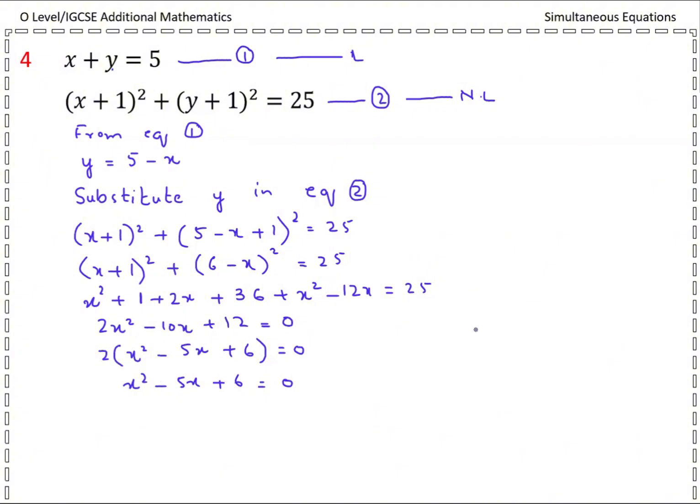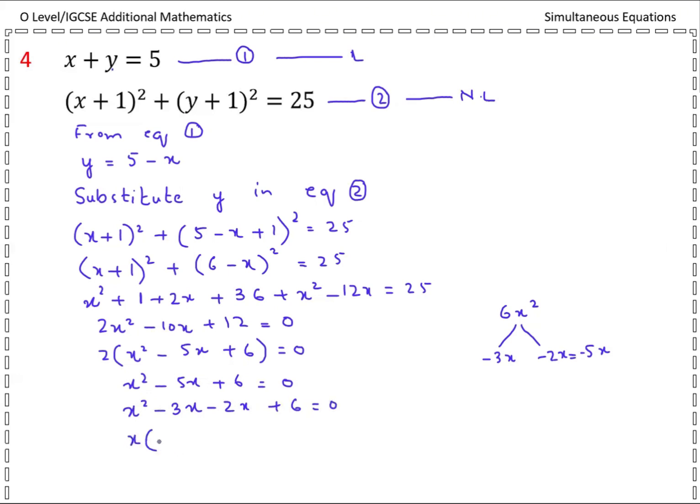So first of all, we'll multiply 6 by x squared. So we'll get 6x squared. We'll make the factors of 6 in such a way that we get minus 5. So minus 3 and minus 2, when we'll multiply together, will give 6. And when we will add together, it will give minus 5. So we have minus 3x, minus 2x, which will give the result as minus 5x. We can write here x squared minus 3x minus 2x plus 6 is equal to 0.